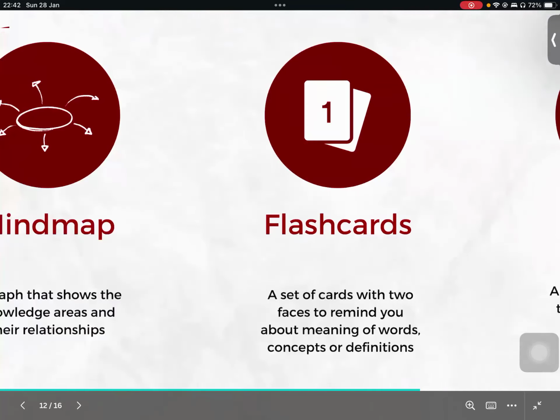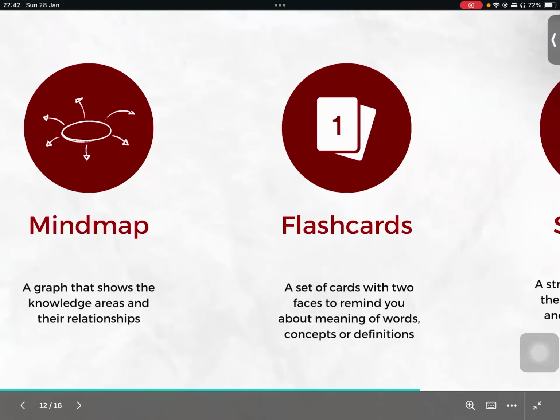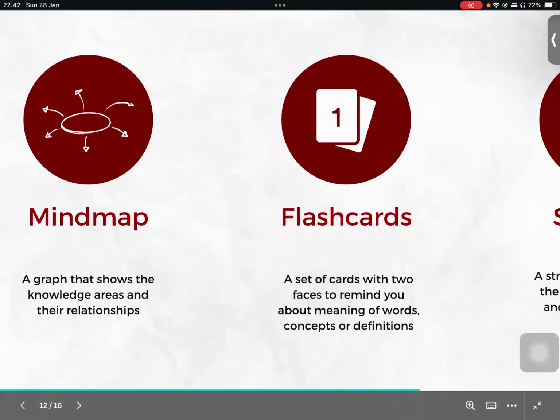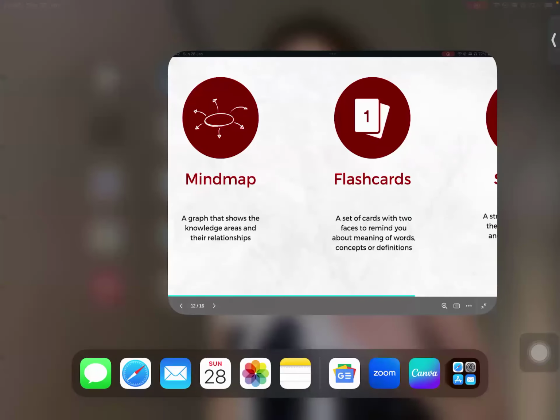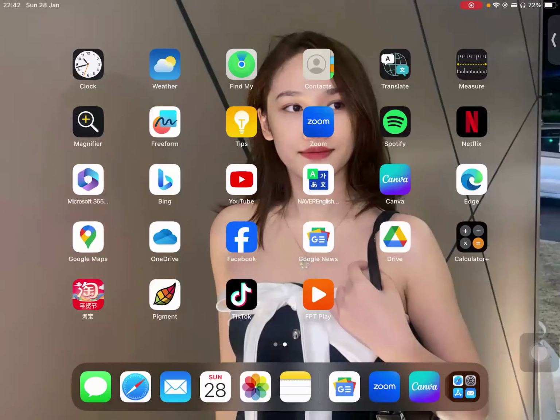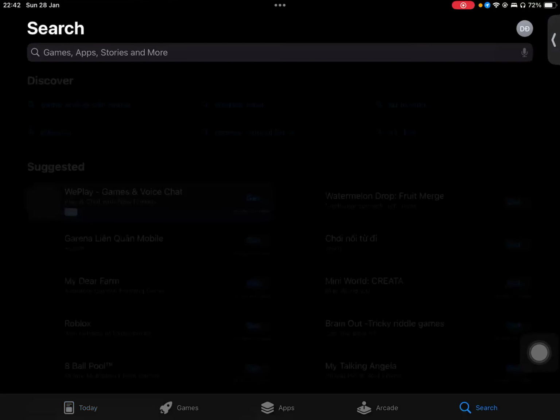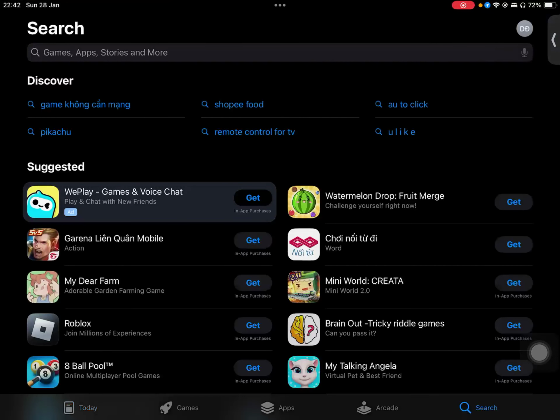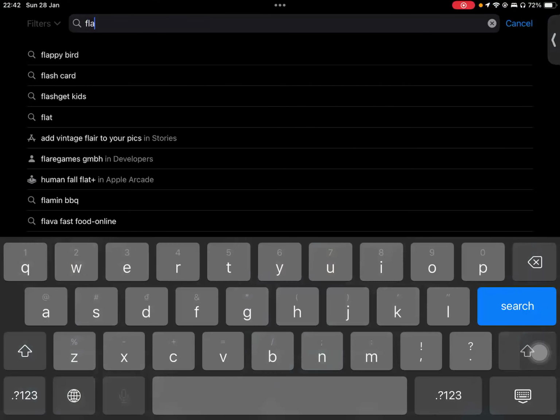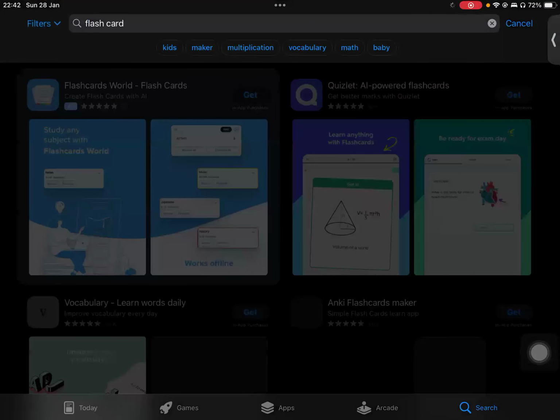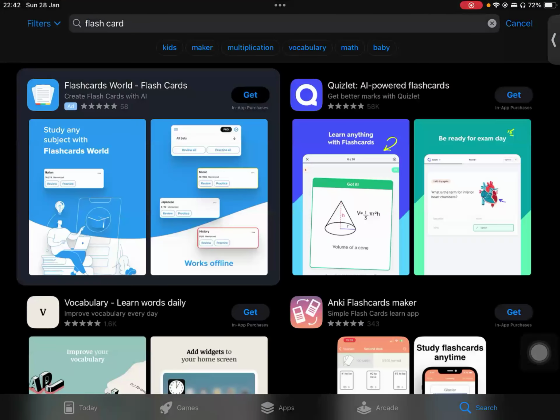To make flashcards, you can search online for free flashcard services. There are a lot of them online, and you can also search in your App Store or Google Play for a flashcard app. Let me try. I'm on an iPad and I can search flashcard in the App Store. Flashcard. You can use Quizlet. I can see that a lot of students use this one for flashcards. And the flashcards look like this.